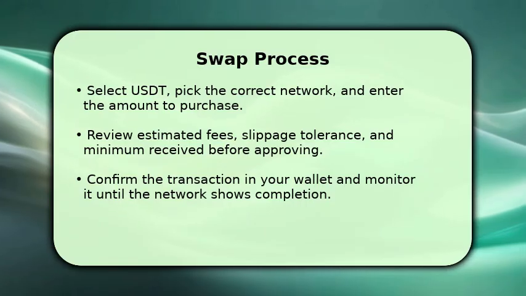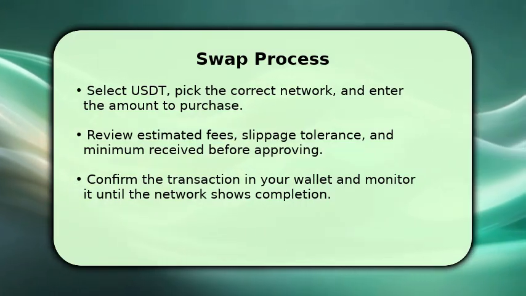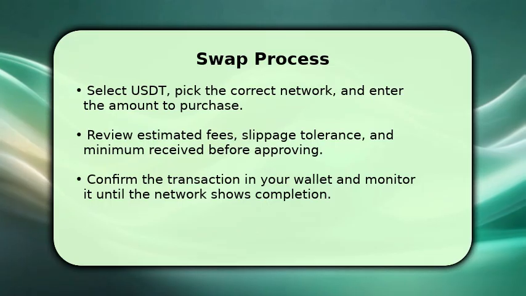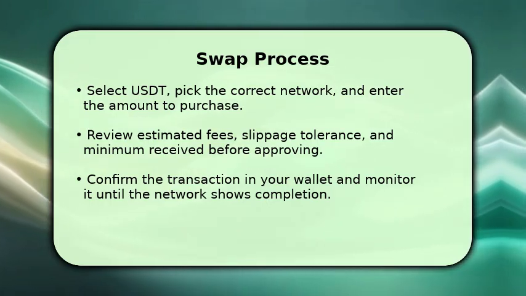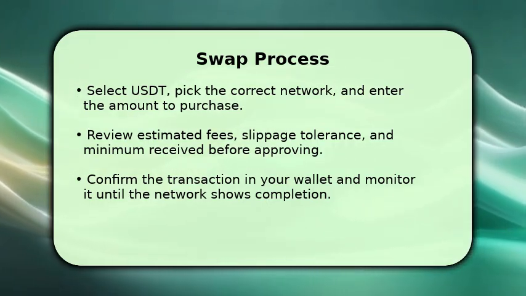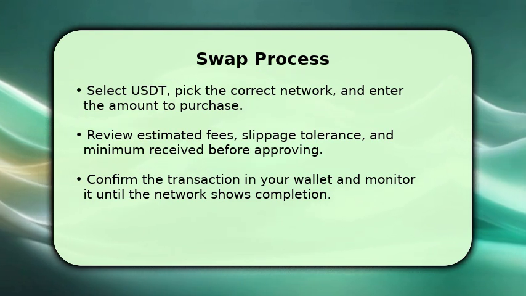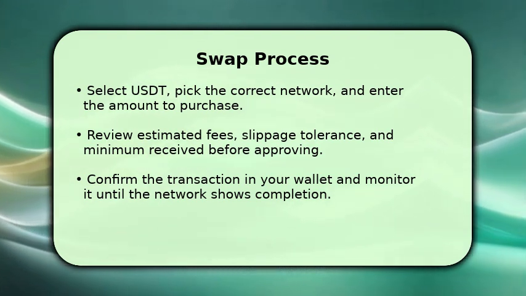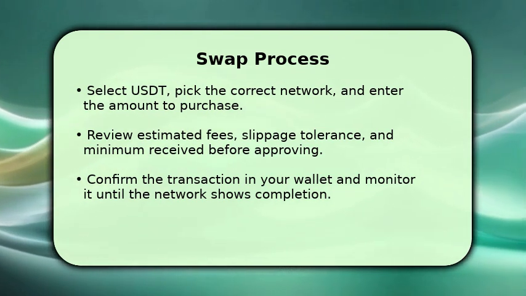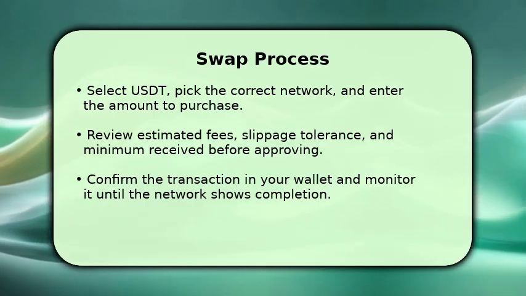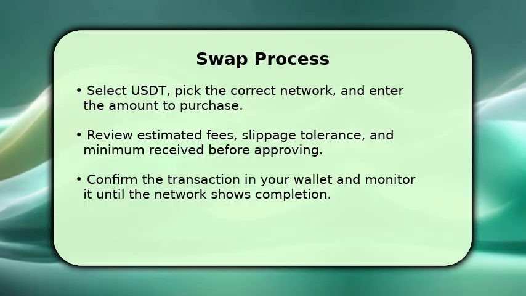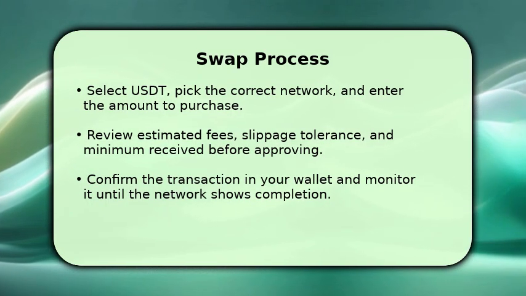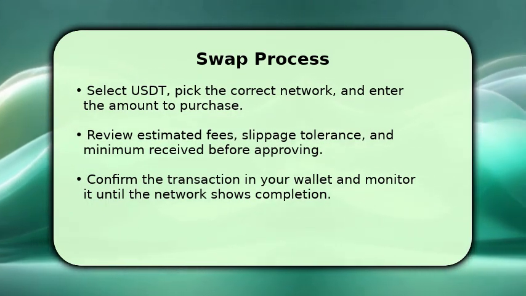Select USDT in the token list, pick the desired network, and enter the amount you want to buy. Review the estimated fees, slippage tolerance, and minimum received values before approving. Approve token spending if required, confirm the transaction in your wallet, and monitor the on-chain status until it shows complete. If you see unexpected fees, pause and seek help from official support. Never share seed phrases.